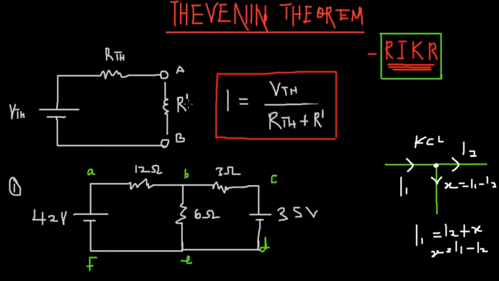So from here you could notice that this is how we represent a Thevenin circuit. We have the VTH, RTH, and then R prime. This is the short circuit, that's where you represent your R prime. Now, as I stated earlier, there are only two things you need to know: this formula and this formula.